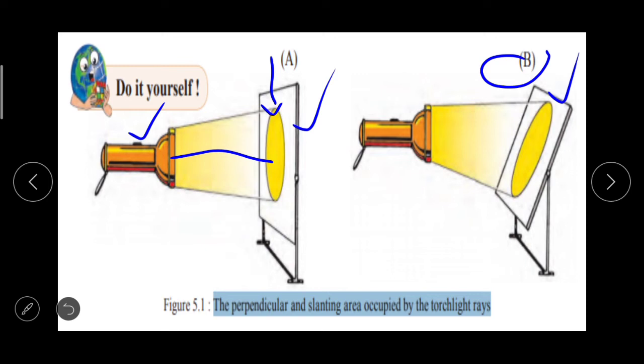Then again what you have to do, now change the angle between the beam of light and the paper. Observe the changes that occur in the area occupied by the beam of light. And then the next thing again, what is the relation between the angle of the paper and the area occupied by the beam? Now to do this, you people go through the torchlight and the paper sheets and then record your observations.